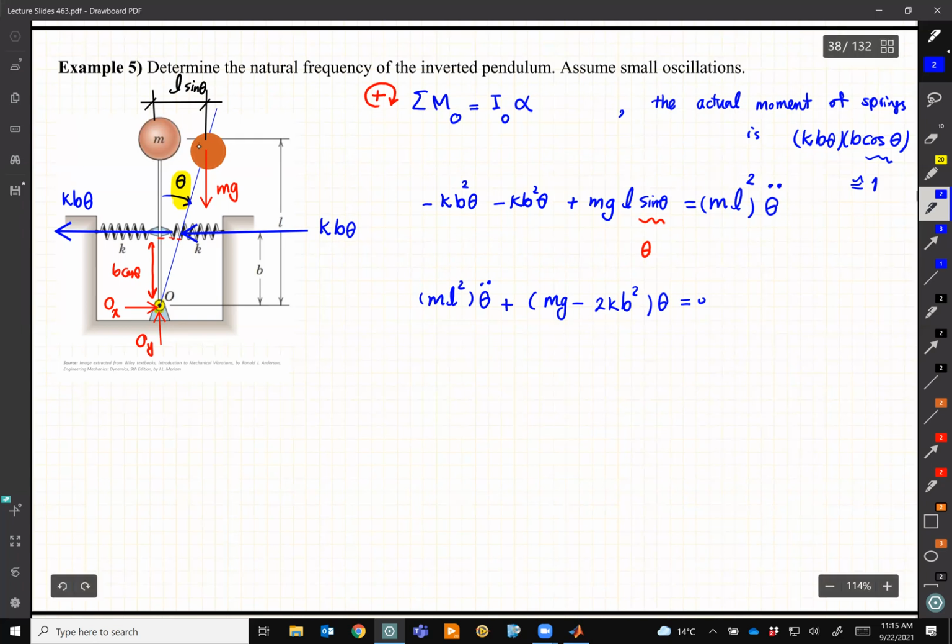So mg, let's take a look. mg is trying to rotate these things clockwise or counterclockwise. We move everything to the other side, so this is negative, this is positive. So this is 2k b squared minus mgl, right? Now it's correct.